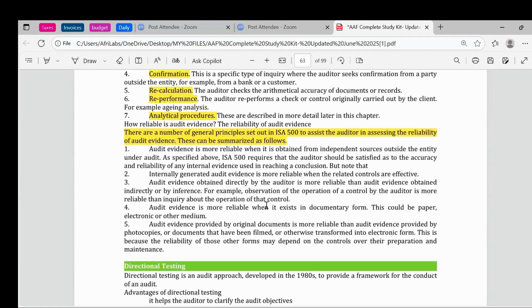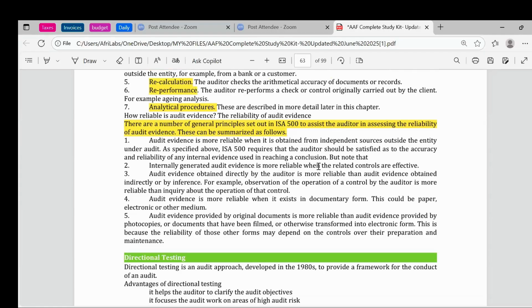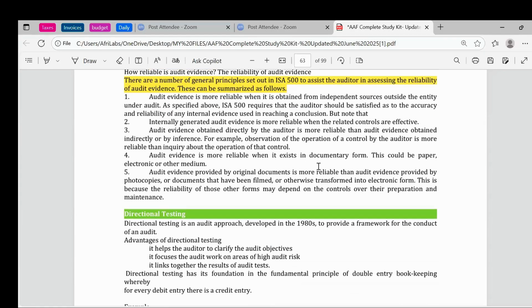Everything that is not a document in accounting is a gist. Audit evidence is more reliable when provided as original documents than when it is photocopies or digital formats.